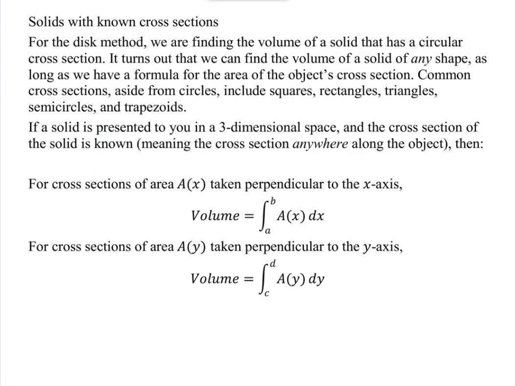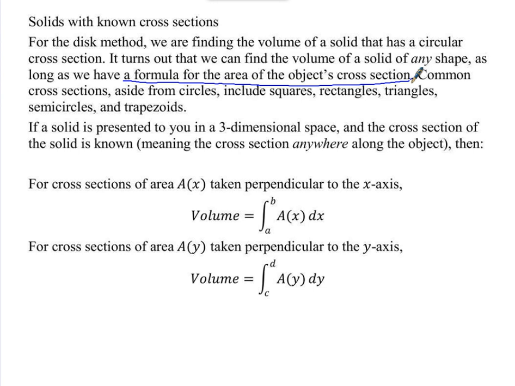The last third of this section is calculating the volume of solids that have a known cross-section. So we have been finding the volume of a solid that has a circular cross-section. We can do that pretty easily, actually. We can find the volume of any solid as long as it has a known cross-section using what you're about to learn here. All we have to have is a formula for the area of the object's cross-section.